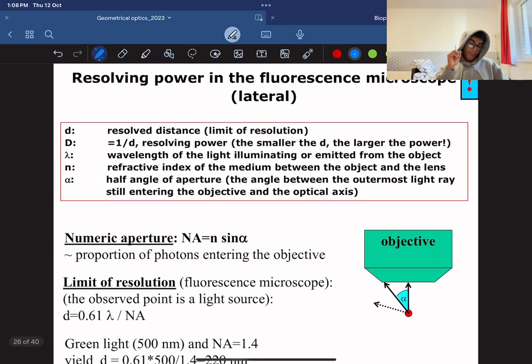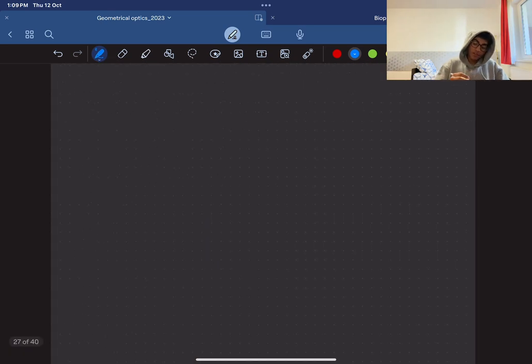This is a huge formula here. Now, resolution distance and resolving power are two different things, okay? Resolving power is equal to D. Resolution or resolved distance is d, small d. And the capital D is equal to 1 by d.